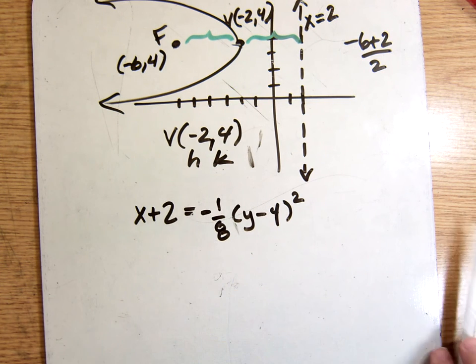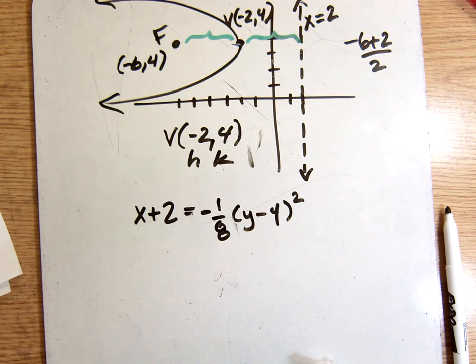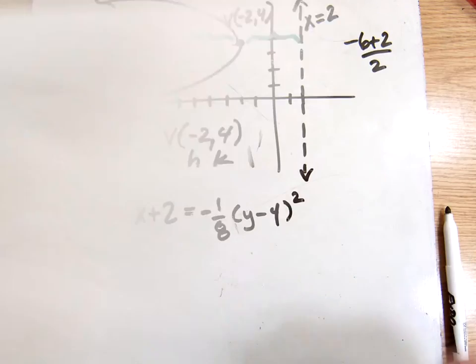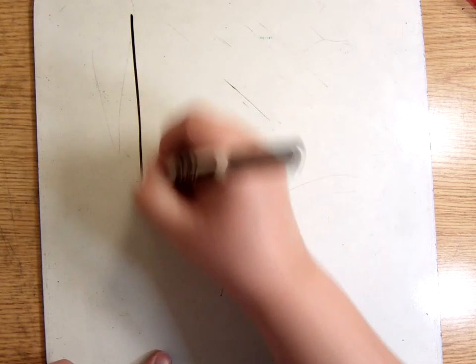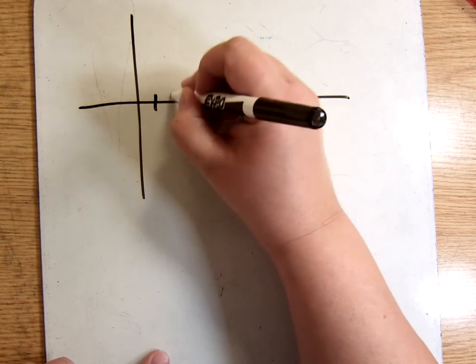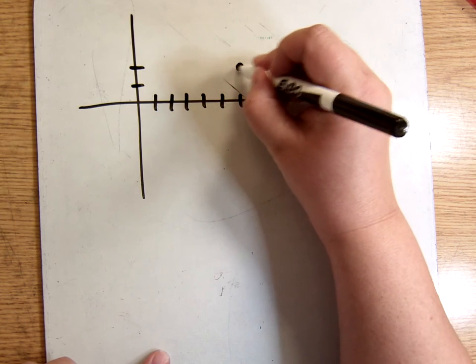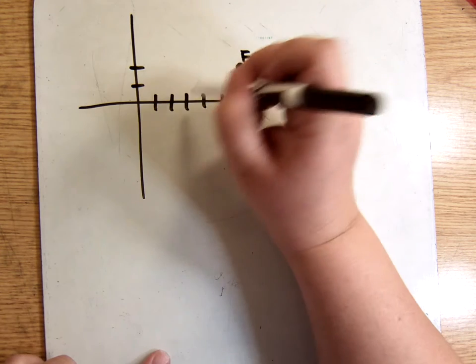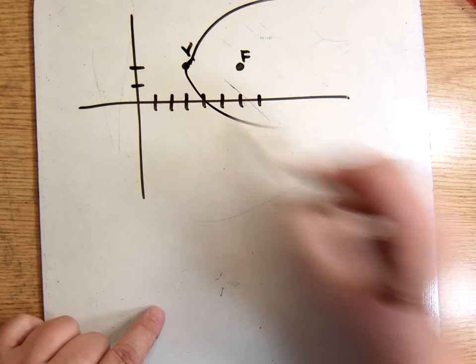Next, example 4. Find the standard form equation for the parabola with a focus at 6, 2. This is this problem right here. And a vertex at 3, 2. Again, you should be able to figure it out both from a graph, in terms of counting off marks to the right and to the left, and also numerically. So this is 1, 2, 3, 4, 5, 6, and 1, 2: 6, 2. That's the focus. And the vertex is at 3, 2. Okay, so we're talking about a parabola that opens like this.